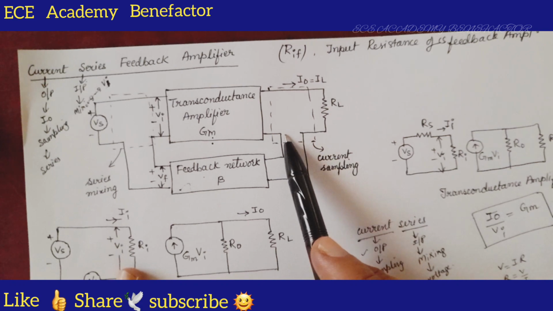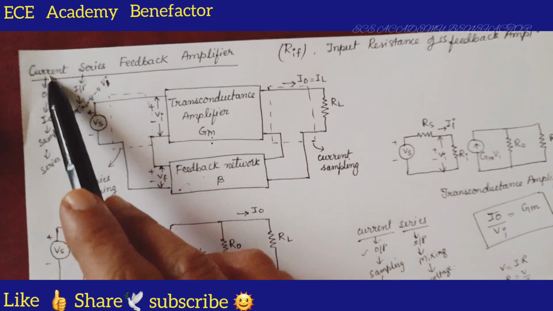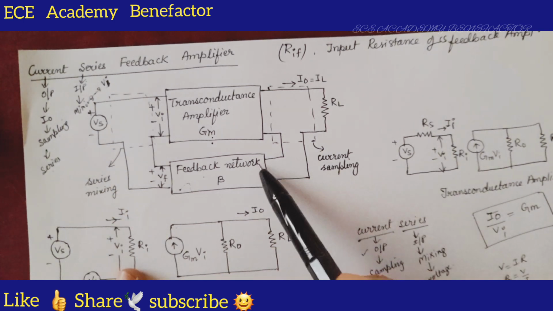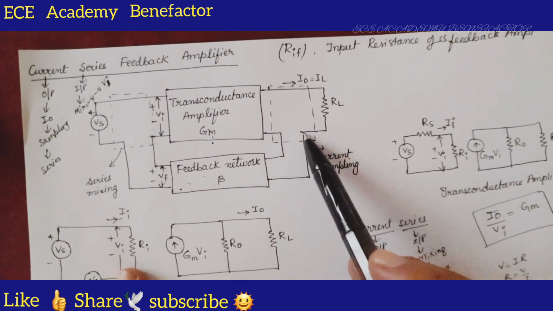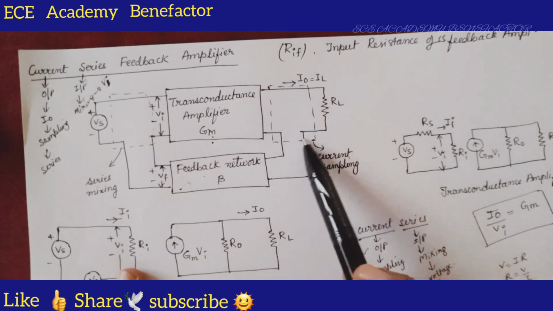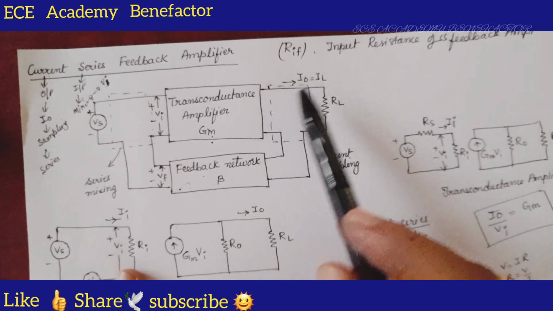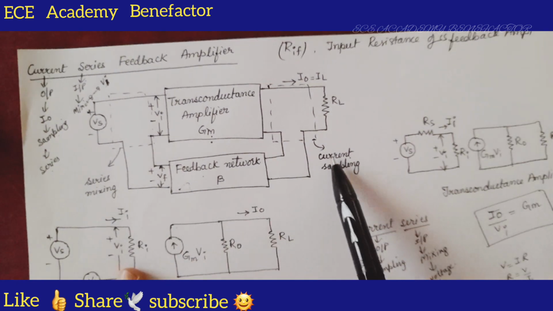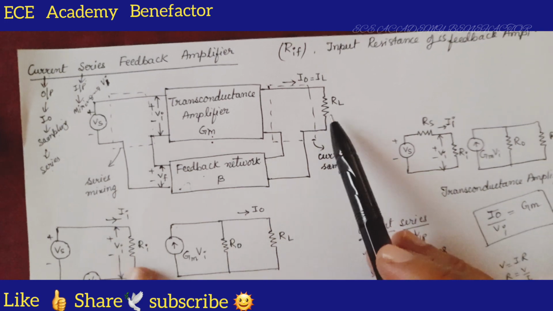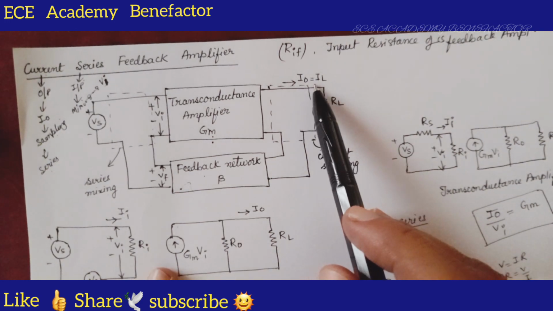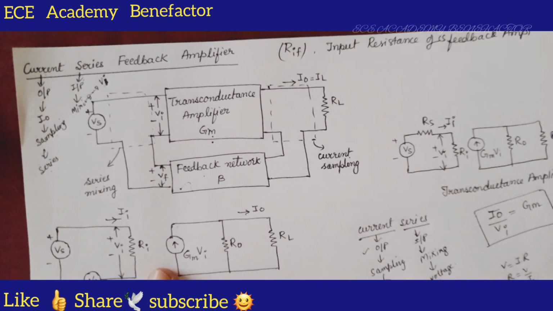At the output side, we are having current sampling. For current sampling, what connection? Series connection. So, the feedback network is connected in series at the output side. This dotted box indicates that it is current sampling. So, current sampling, series mixing, hence the name is current series. We have connected a load resistor RL. I0 is the current flowing, which is equal to IL.